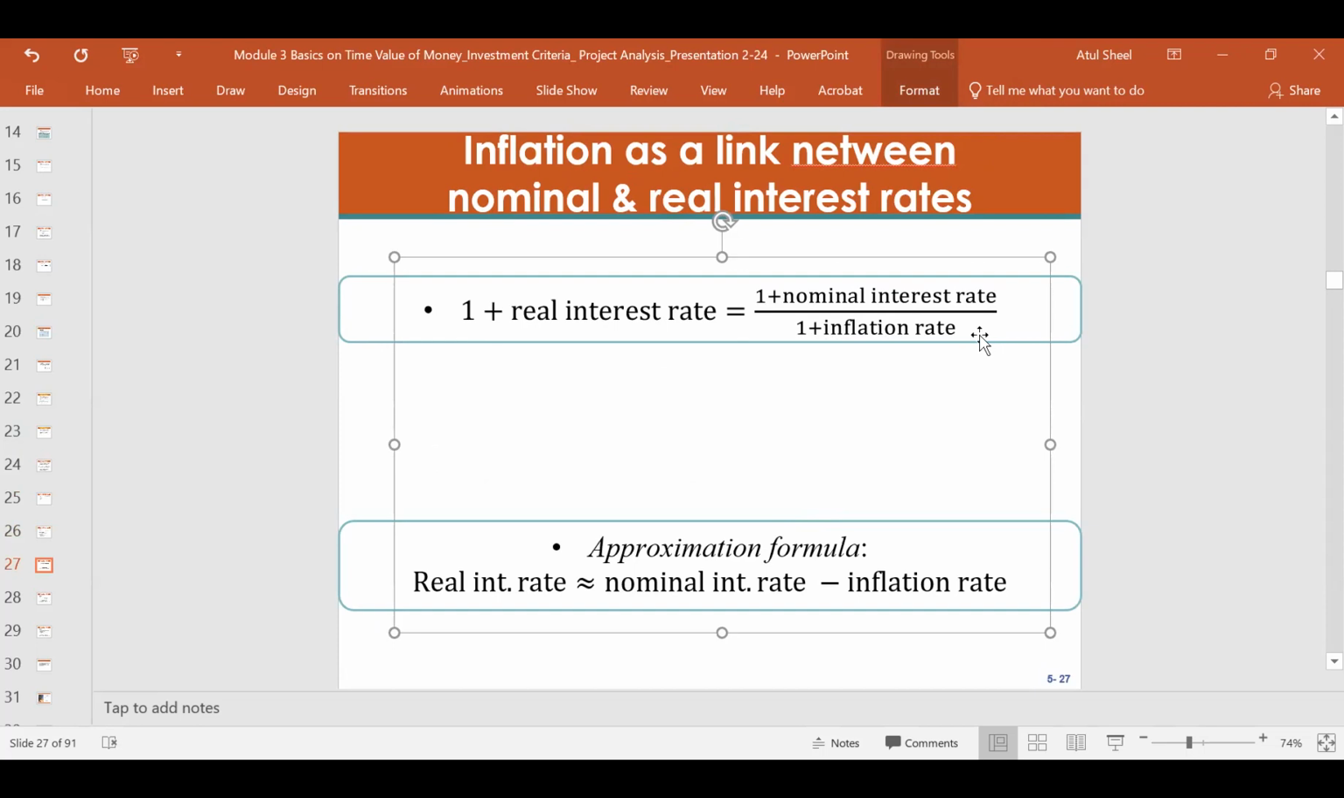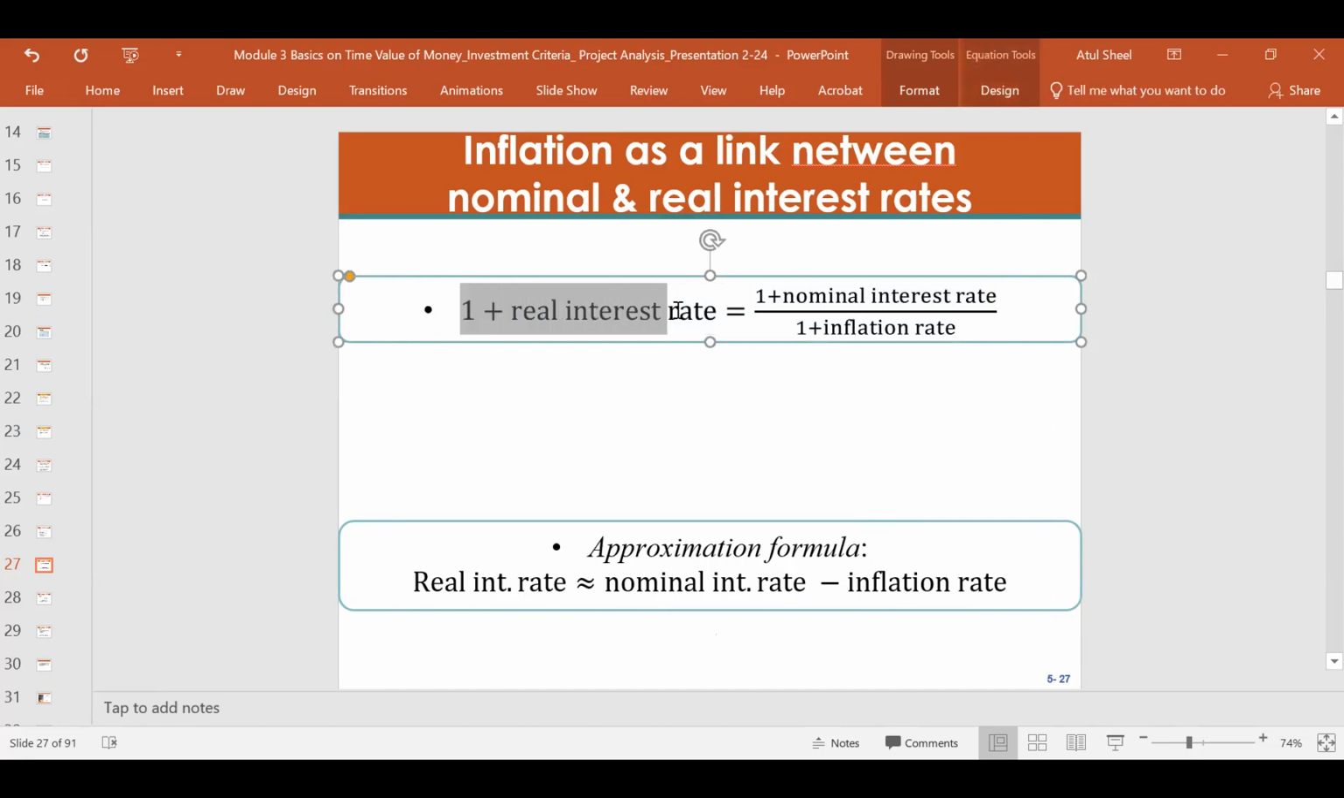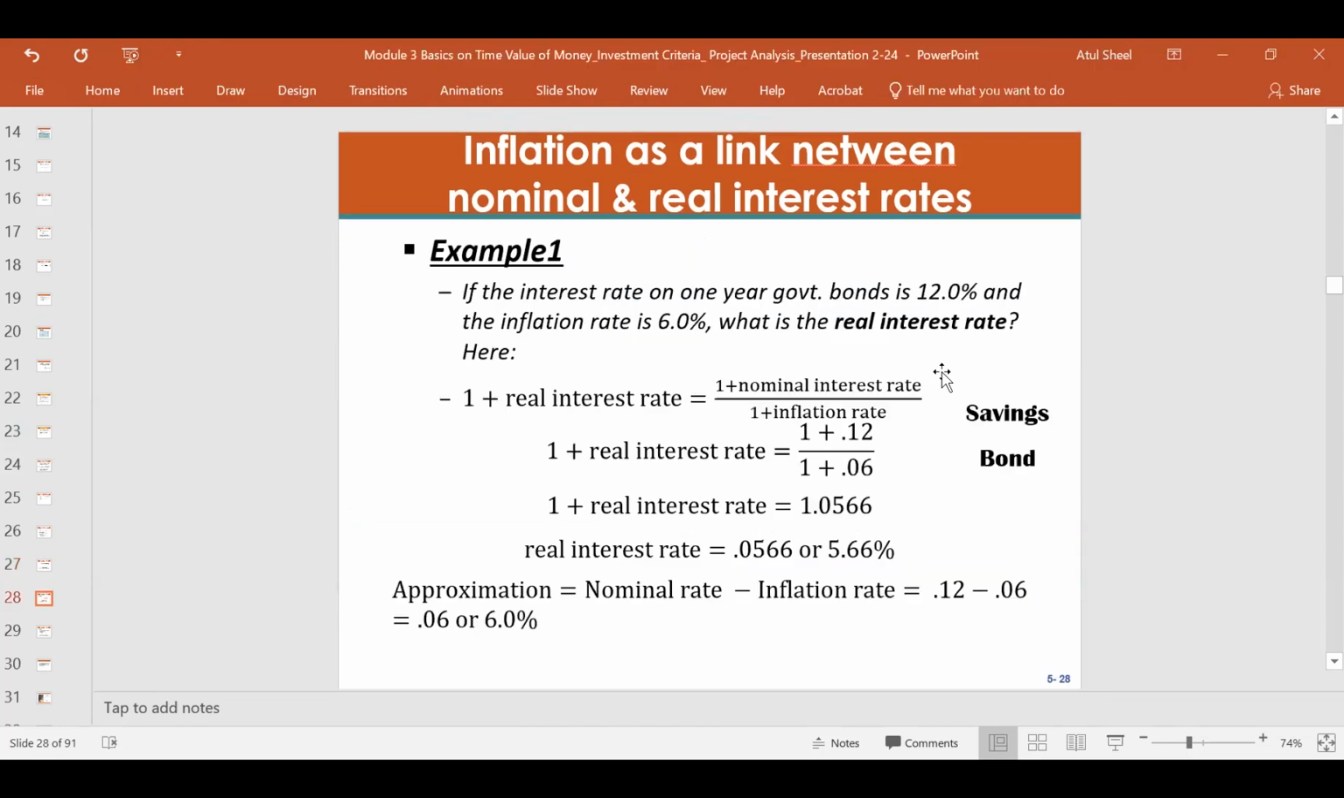So what people do is they use an approximation formula: nominal interest rate minus inflation rate. I mean, it is an approximate thing. It's not accurate. But the accurate thing is 1 plus the real rate equals 1 plus nominal divided by 1 plus inflation. So let's apply this to an example of how to link the nominal and real interest rates.